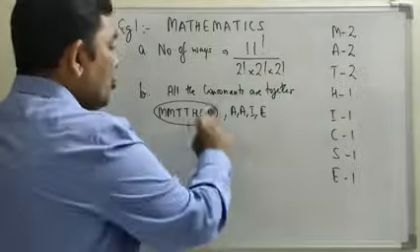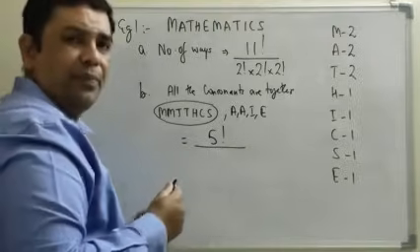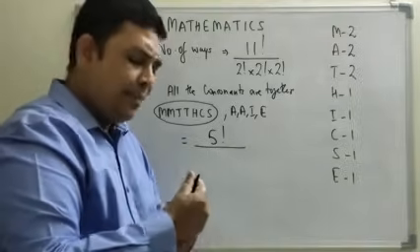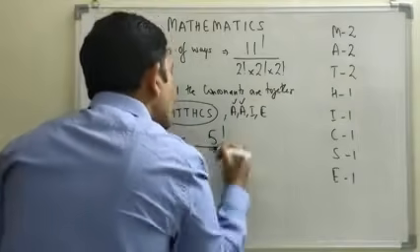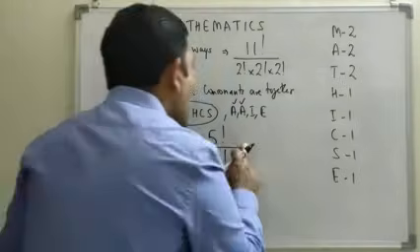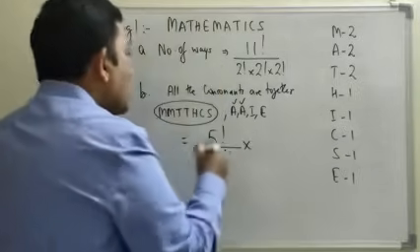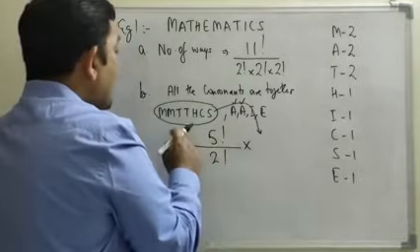So how many things are to be first arranged? First I am talking about the arrangement of 5 things. Out of those 5 things, there are 2 A's which are common. So divided by 2 factorial and multiplied by. In how many ways can we rearrange this? In how many ways this can be rearranged?